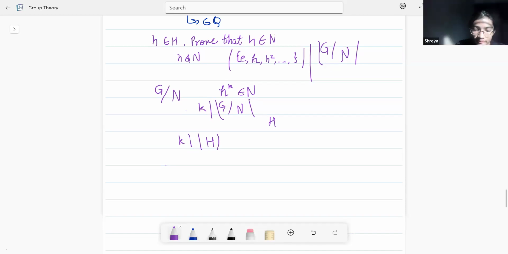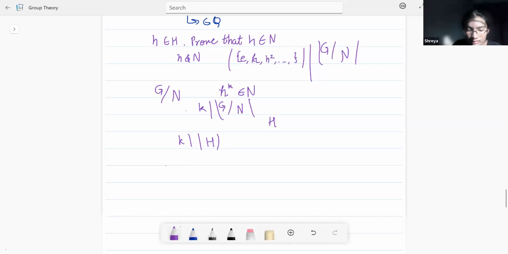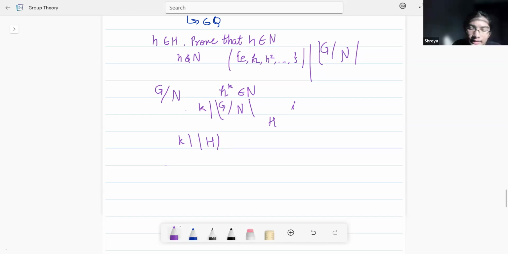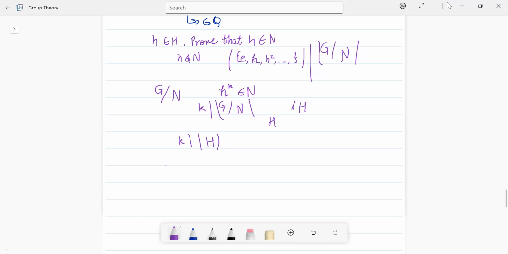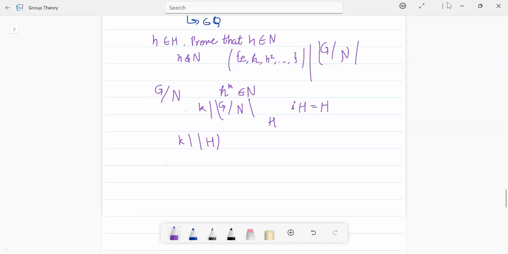The value of k need not be the same for all elements of H. No, I mean for a given lowercase h, let us call it i for ease of saying. We can have i to the 0 into all elements of H, i to the 1 into all elements of H, i to the 2 into all, like we can have an equivalence class. All of these are equal to H only, like i into H is equal to H, because i belongs to H. Exactly.